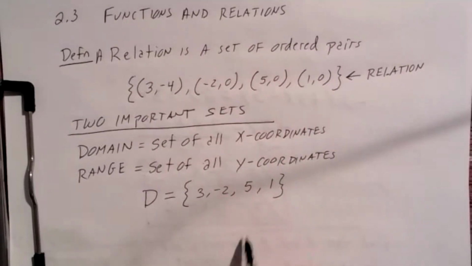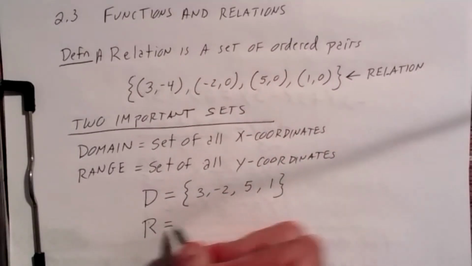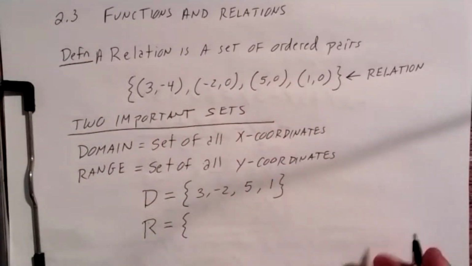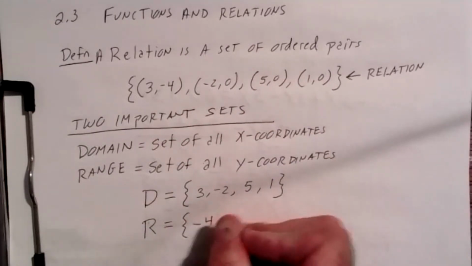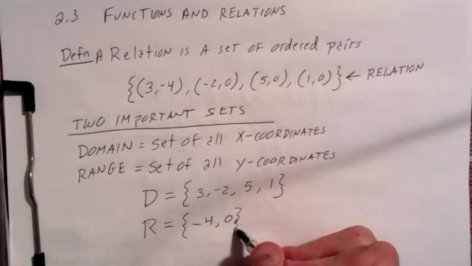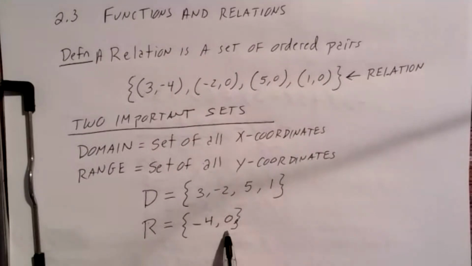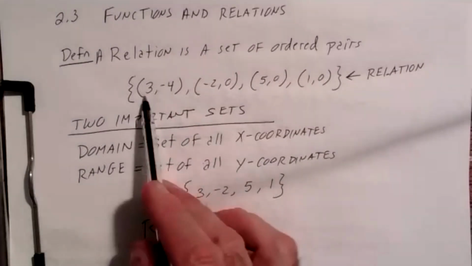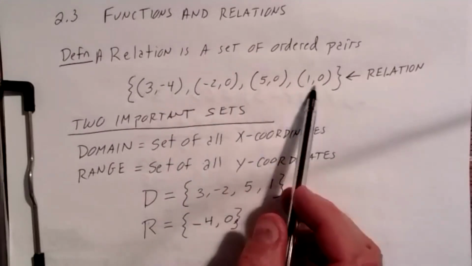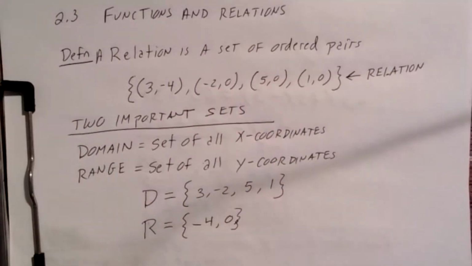That's the domain. What would be the range denoted as uppercase R? The range of this relation. -4, 0. You don't have to list 0 three times. There you go. So ladies and gentlemen, this is the range. Do you agree? The domain consists of all the x coordinates of the relation. The range consists of all the y coordinates. There you go. Do we understand what a domain and range is so far for a relation?